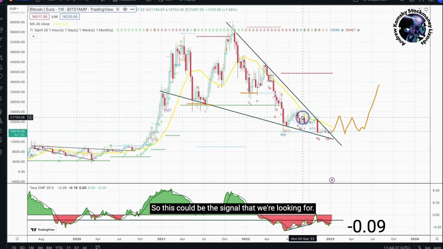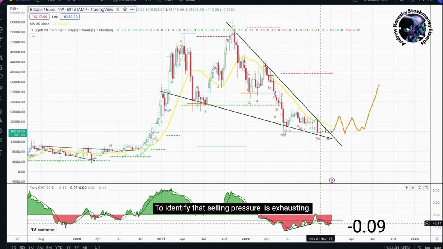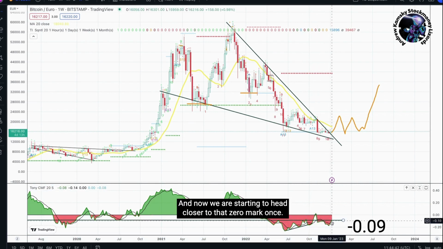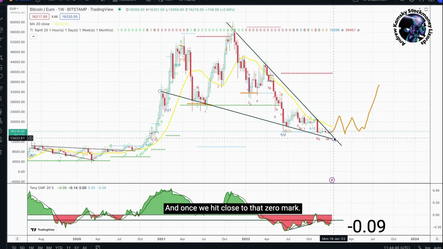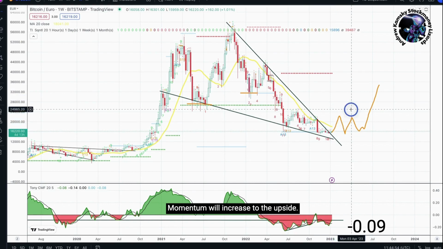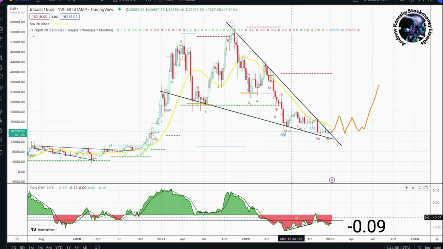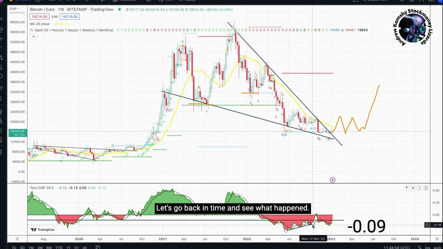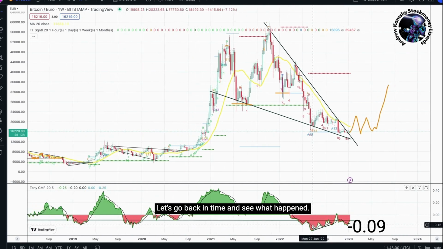So this could be the signal that we were looking for to identify that selling pressure is exhausting. And now we are starting to head closer to that 0 mark. Once we head close to that 0 mark, chances are if the CMF continues to increase, momentum will increase to the upside. Now, let's go back in time and see what happened.